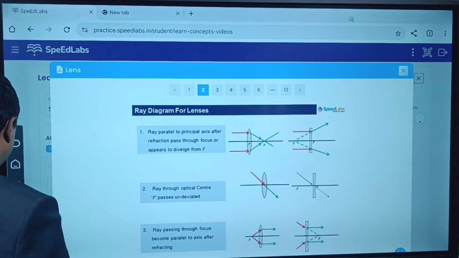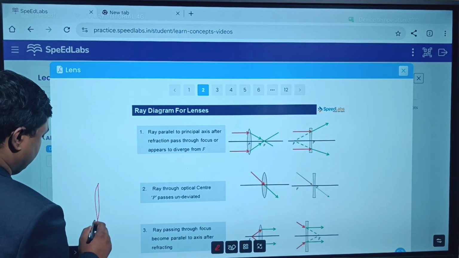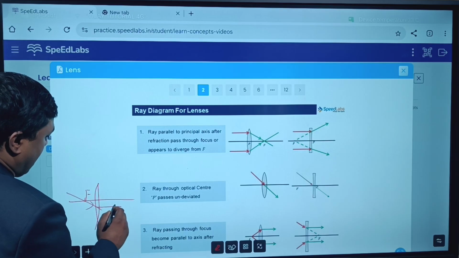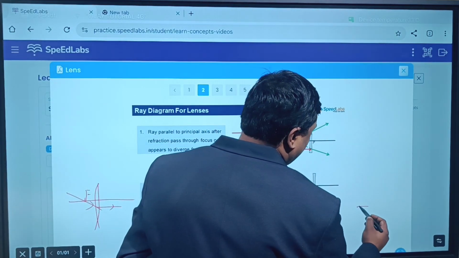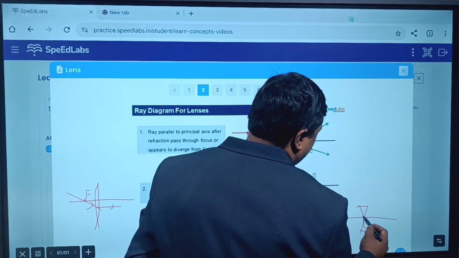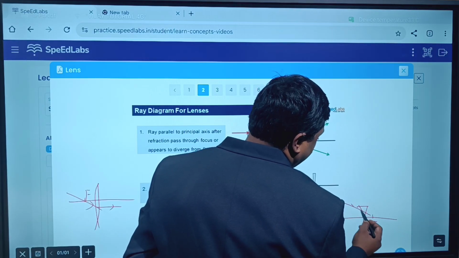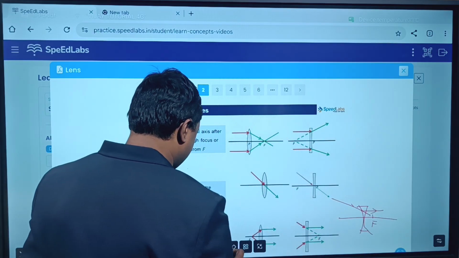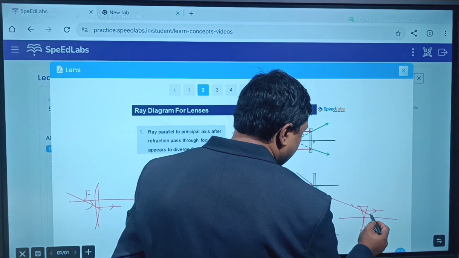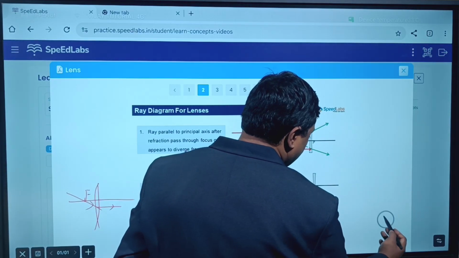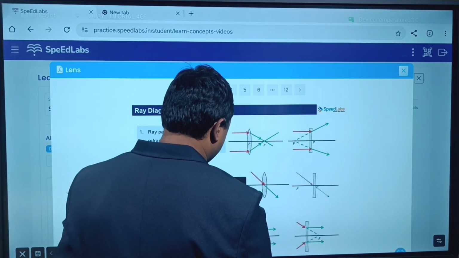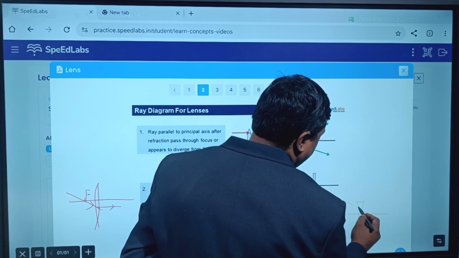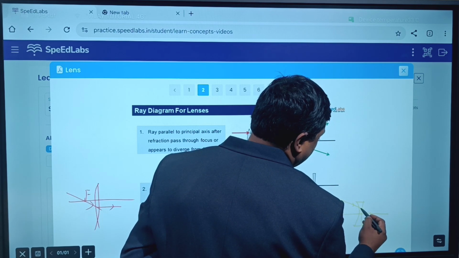You can draw it like this also. This is the focus, this is the focus. If a ray of light is passing through the focus, after refraction it becomes parallel. In the case of a concave lens, this is the focus. If a ray of light is directed towards the focus, after refraction it becomes parallel. Once again, you see, if a ray of light is directed towards the focus, it becomes parallel.